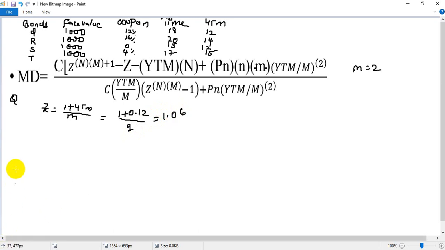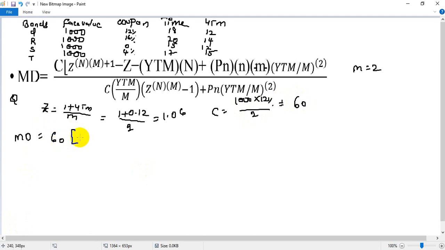Now you're going to substitute in the formula for Q. MD is equal to, C will be nothing but your coupon. Coupon rate will be 12% on 1000. So your C will be 1000 into 12% divided by 2, since it is compounded semi-annually. That is the reason 60 will come. So your C is 60. We are substituting in the above formula.